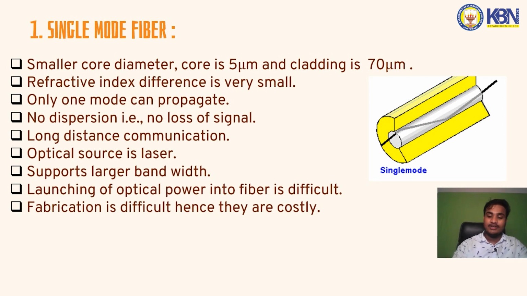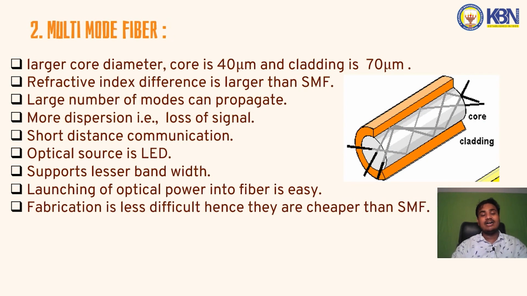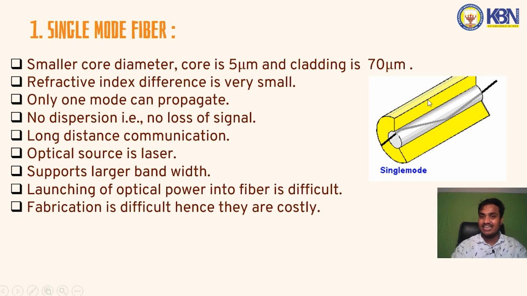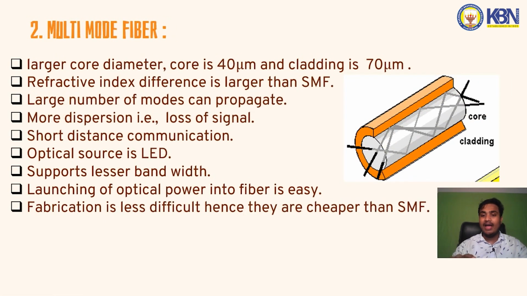Now coming to the multi-mode fibers, the core diameter should be in the range of 40 micrometers. The cladding diameter should be 70 micrometers. Here you can see the difference between the single mode fibers and the multi-mode fibers. There is a larger refractive index difference between the core and cladding. Many modes can propagate into the core. Why? Because the core diameter is larger, because of which more modes can propagate into the core.